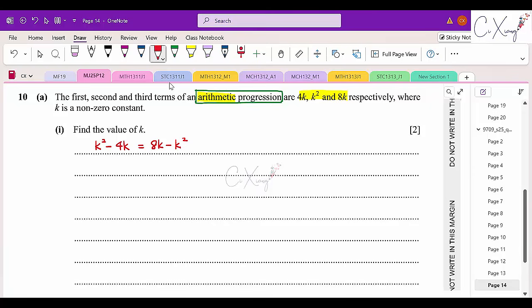Alright, then we try to solve the question from here. I'm having 2k squared minus 12k equals 0. Try to factorize it. And you are getting the value of k equals 0, and of course, we have to ignore this one. And after that, we are having k equals 6. Right, so we actually want this value. Our k is equal to 6.